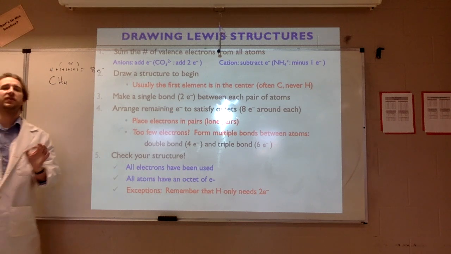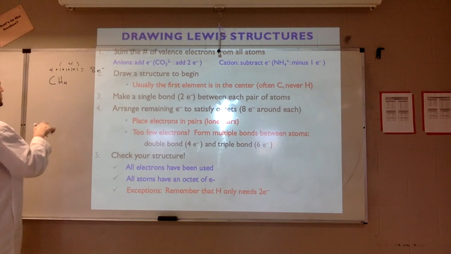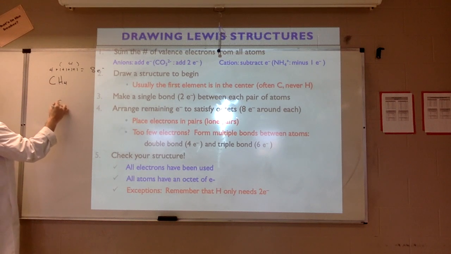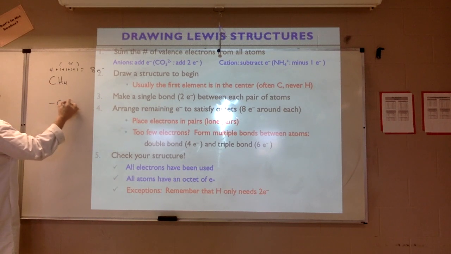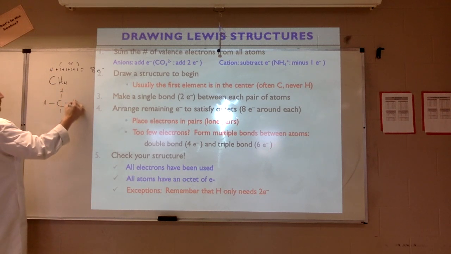We've got 8 dots available for sticking our atoms together. Now I pick a central atom, never hydrogen. Carbon's a good one. Cool, we've got our carbon. We're going to bond to our outer atoms, in this case, our hydrogens.